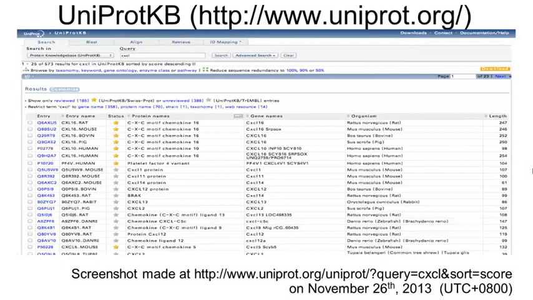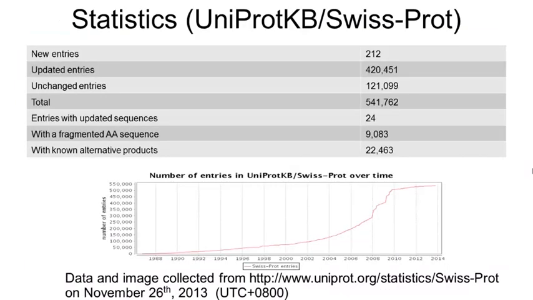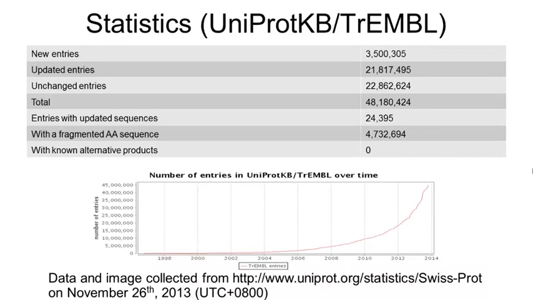Another useful resource at EBI is the protein knowledge base called UniProtKB. UniProtKB has two parts. The first part is the manually curated Swiss-Prot. Swiss-Prot currently contains curated protein annotations for 541,000 entries. The second part of UniProtKB is TrEMBL, which contains over 48 million entries of automatically generated, uncurated annotations of proteins.